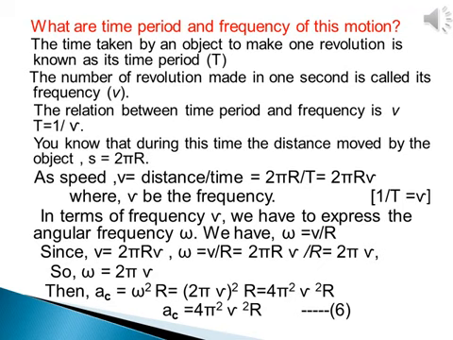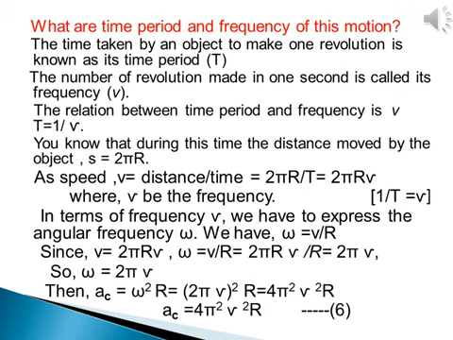You know that during this time, the distance moved by the object s is equal to 2πr, so speed v is equal to distance by time, which is equal to 2πr divided by T, which is equal to 2πrν, since 1/T is equal to ν. In terms of frequency ν, we have the angular speed ω is equal to v/r. Since v is equal to 2πrν, then ω is equal to 2πrν divided by r, which is equal to 2πν.